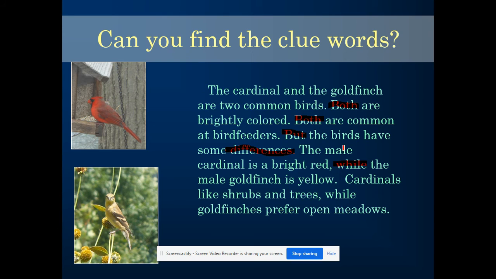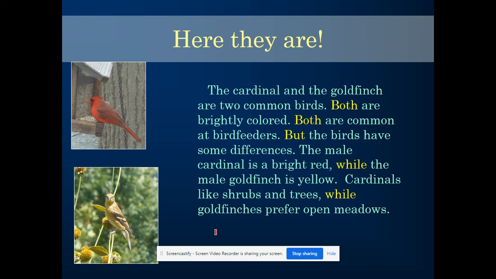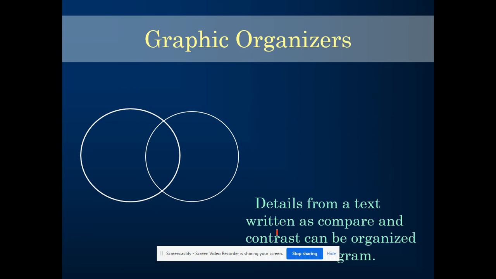Uh-oh. So one's red, one's yellow. That's telling me a difference. The cardinals like shrubs and trees, while the goldfinches prefer open meadows. So these show us all of the differences and similarities. Let's see if we found the same clue words. Yeah, the only one that they didn't highlight as well is differences, but when you see that word differences, that's a pretty good clue that we might be comparing and contrasting.